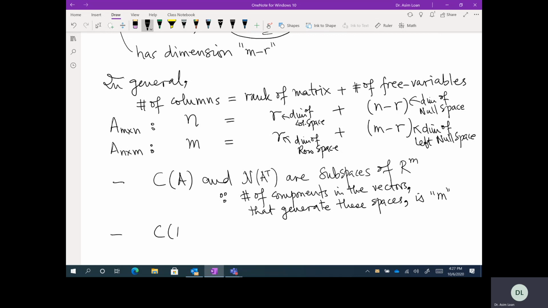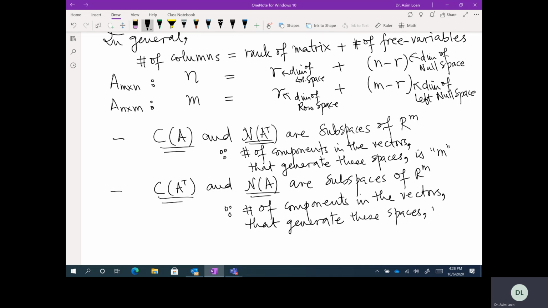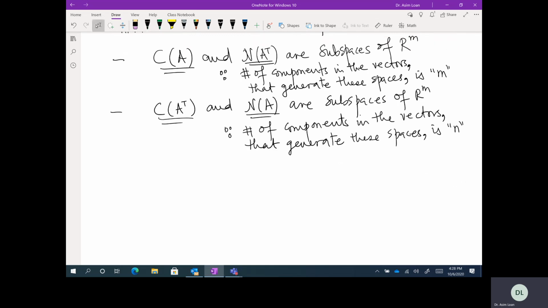Similarly, the row space, because the number of components in an m by n matrix's rows is n, and the null space are subspaces of Rn. So there are two in Rn, and there are two in Rm. Why? Because the number of components in the vectors that generate these spaces is n.